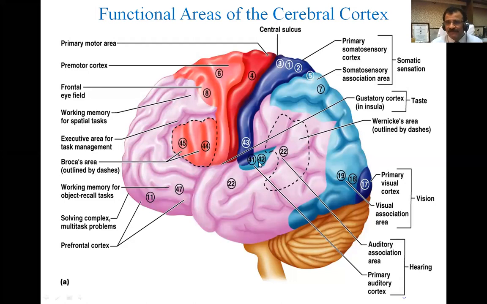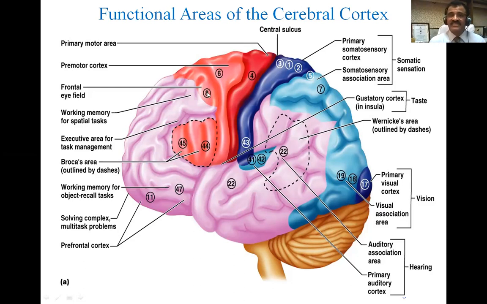41 and 42 are the primary auditory areas, because they are located in the primary auditory cortex. 22 is the secondary auditory area. 44, 45 is Broca's area. 47 is related to working memory, but sometimes this number is referred to as the olfactory area also. You can see area 17 is the primary visual area, and 18, 19 are the secondary visual area. Association means secondary. Because there is a primary, there is a secondary.